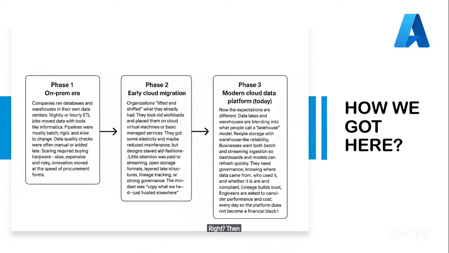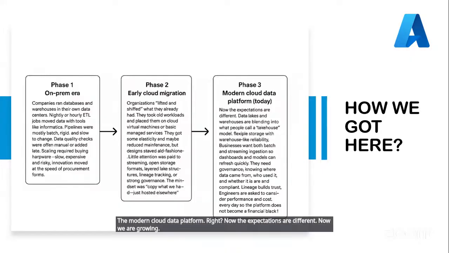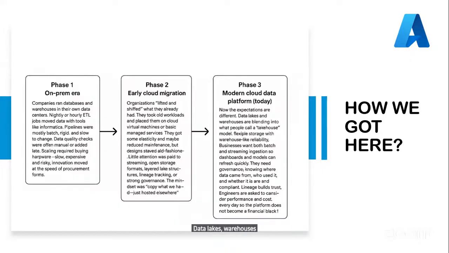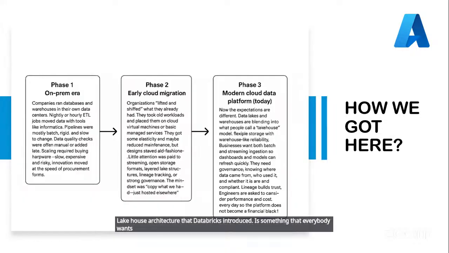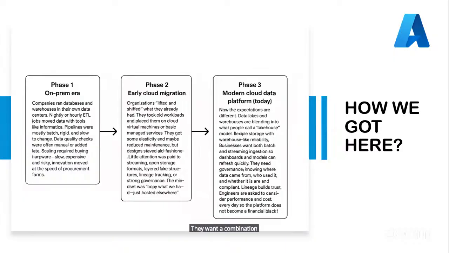Then came phase three, the modern cloud data platform, right? Now the expectations are different. Now we are growing data lakes, warehouses, and I will tell you that the lakehouse architecture that Databricks introduced is something that everybody wants. Now nobody wants a separate warehouse and a separate data lake. They want a combination of two. So data lake plus data warehouse, lake plus warehouse is lakehouse, or the lakehouse architecture today.